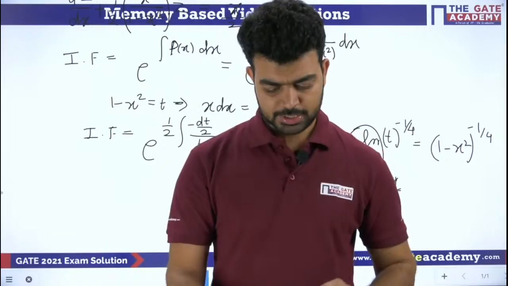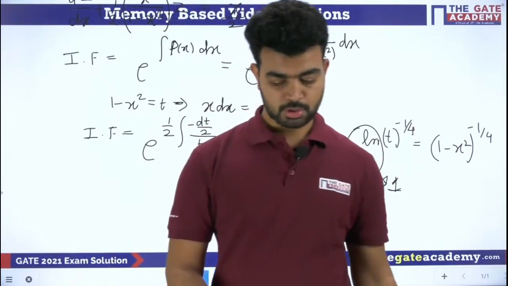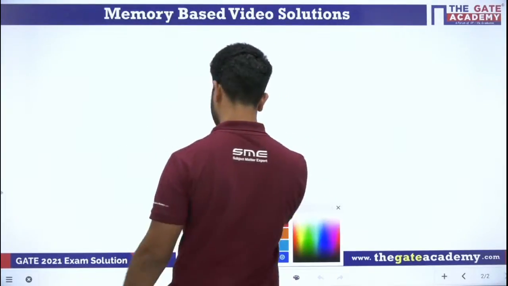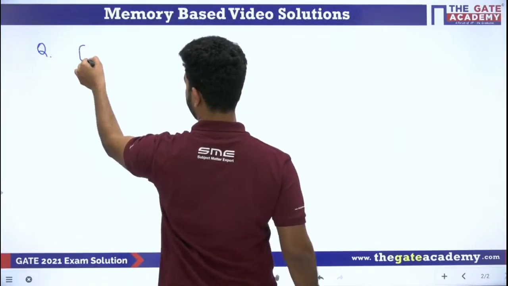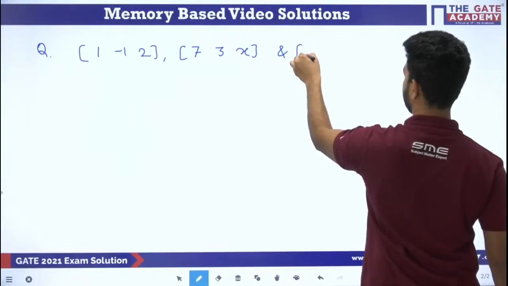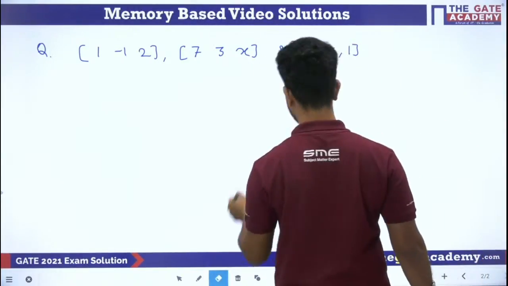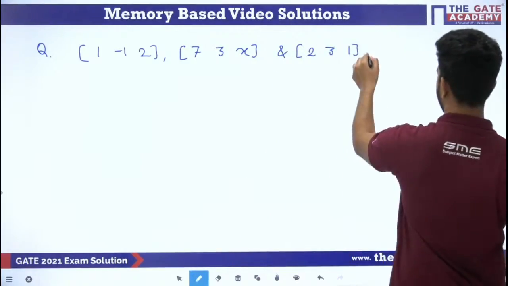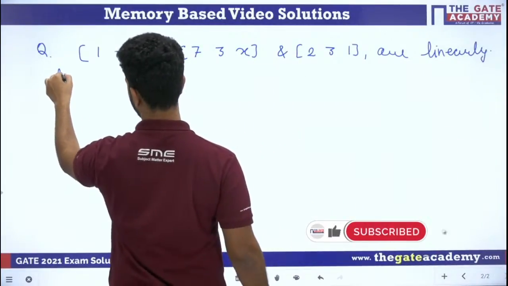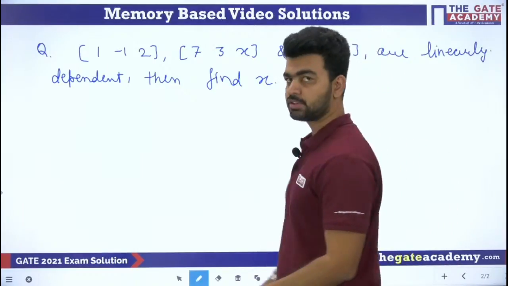Now we can continue to the next question, and this question belongs to linear algebra, and the topic is linearly dependent and independent vectors, right? This question was of 1 mark, so let me write the data. So what is given? 3 vectors are given, 1, minus 1 and 2, 7, 3 and x, and the last vector is given 2, 3 and 1. I should not add the comma here. And he's saying that if they are linearly dependent, then find x. Okay, generally this is not the actual form in the GATE exam.